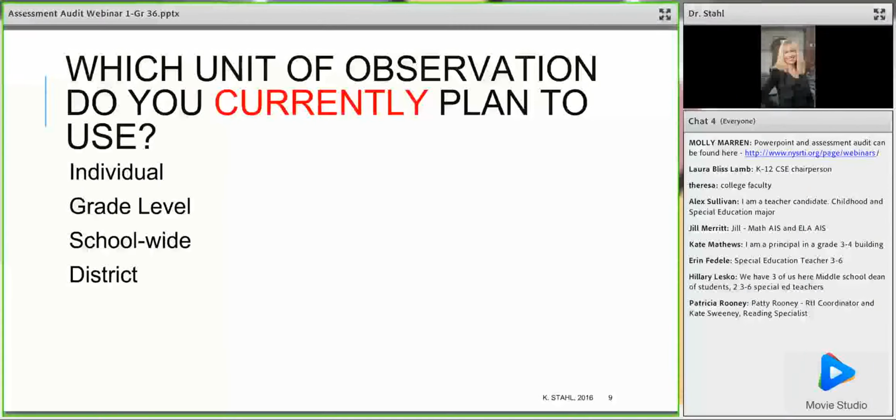So the first decision that you want to make, and this might change over time, is what unit of observation do you currently plan to use?